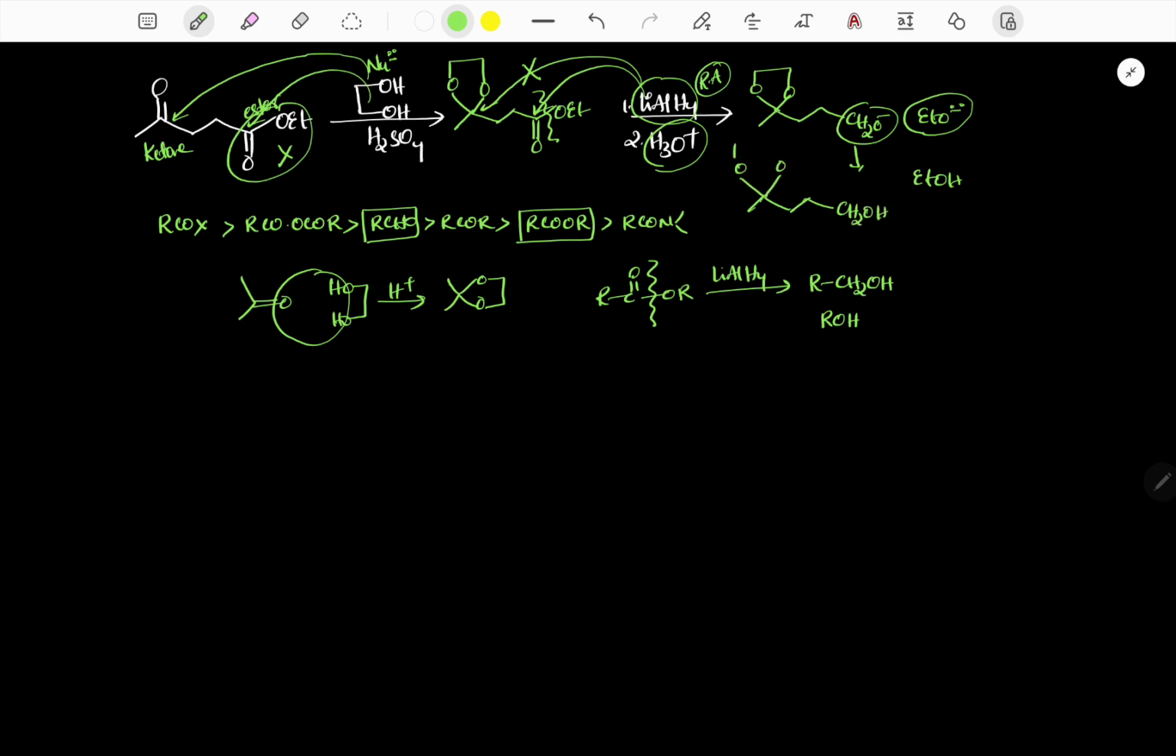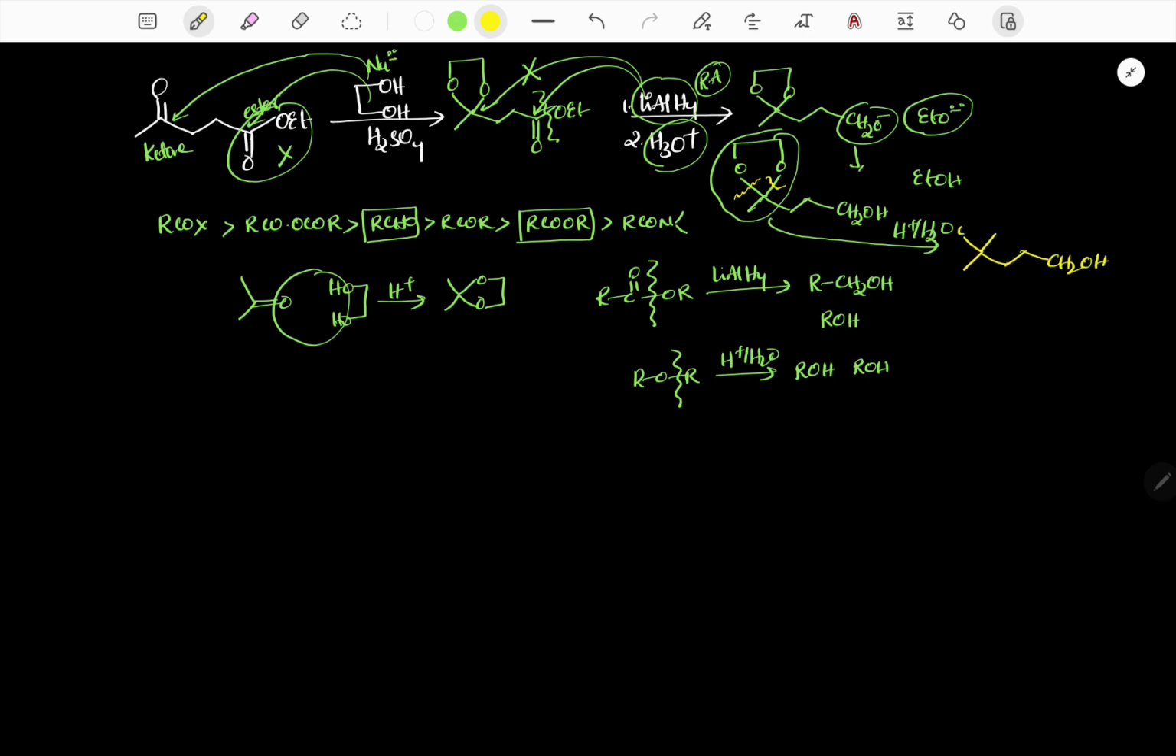Now here one more thing we have to think: it is an ether part. To the ether part we are adding H plus, H2O. We know that when an ether is treated with H plus, H2O, it simply undergoes ether hydrolysis and gives the corresponding alcohols. Similarly here it undergoes hydrolysis at this part and finally gives the corresponding CH2OH, and the other part is OH, and the ethylene part is ethylene glycol.